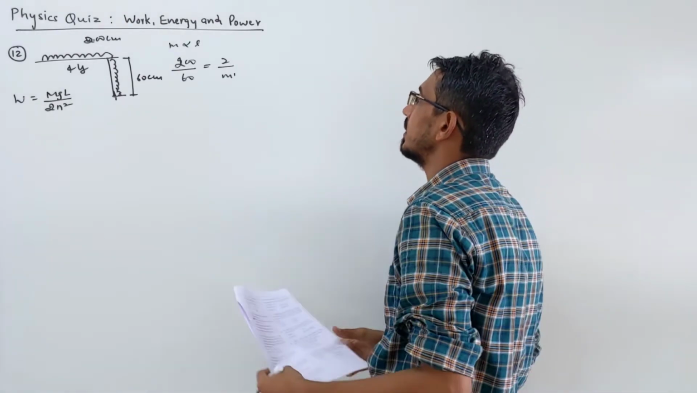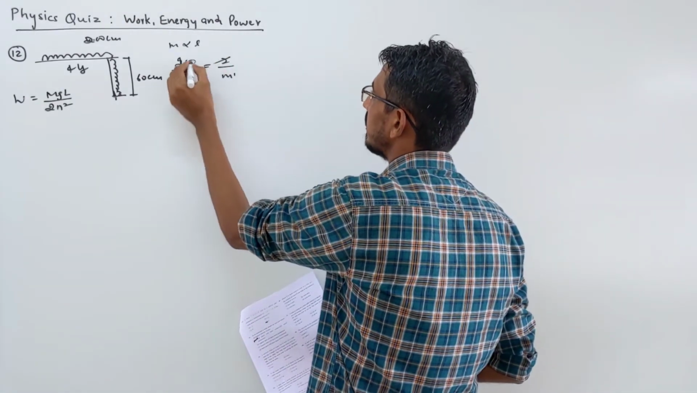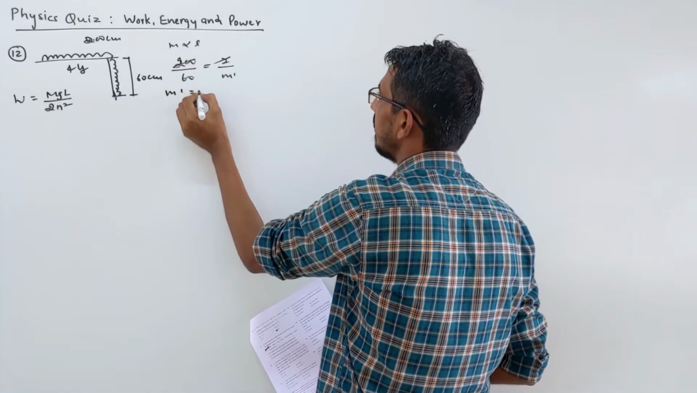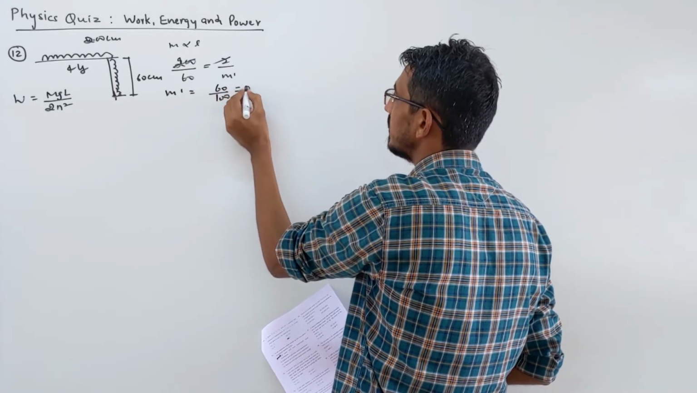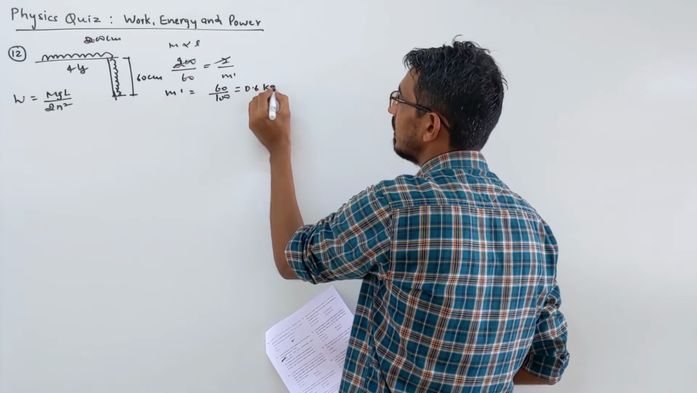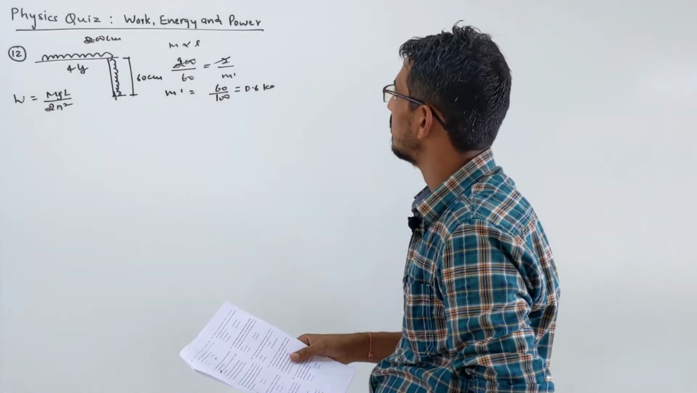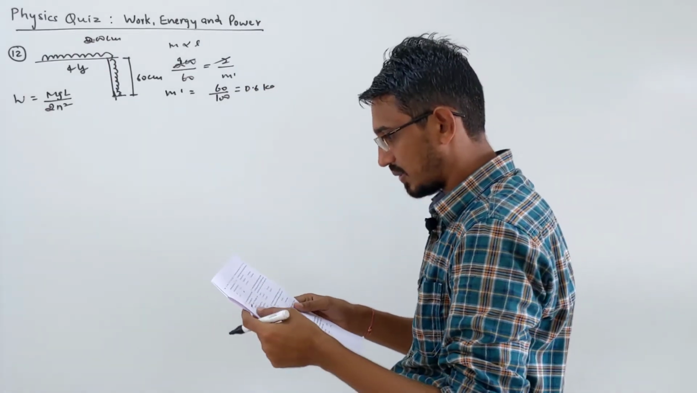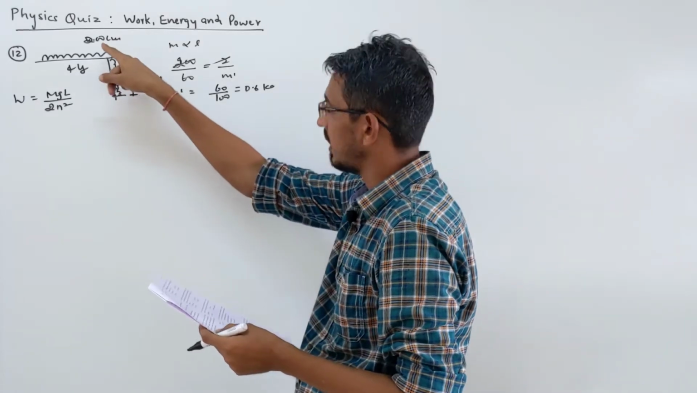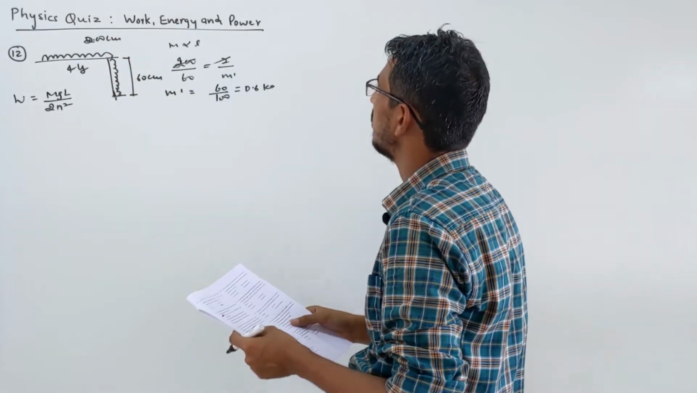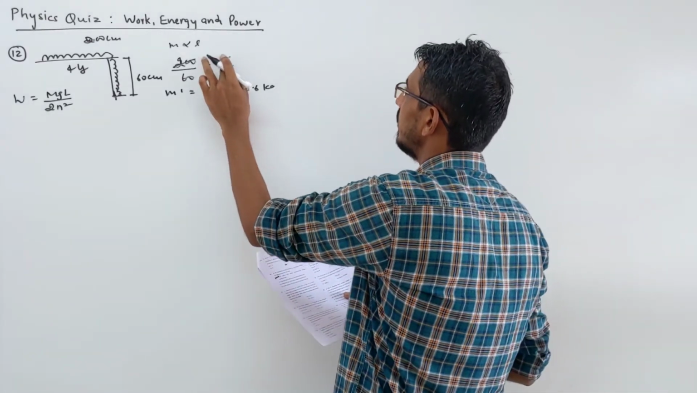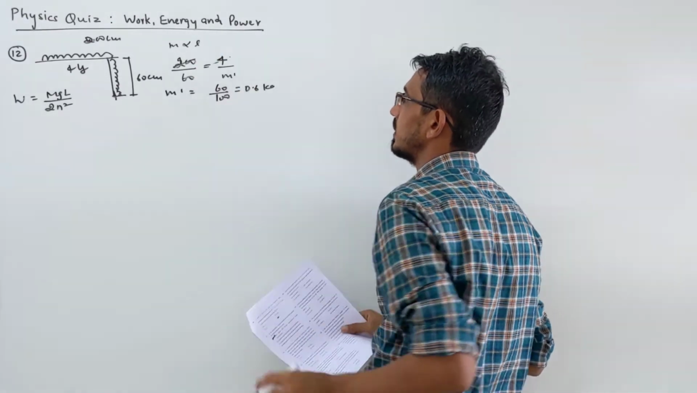If we take 100, then m dash will be equal to 60 by 100, so you say 0.6. Oh no, I did some calculation wrong. Let me check all values are okay. Yes, 2 meters is given and 60 centimeters were hanging, and the mass was actually given as 4 kg. I wrote 2 here, that was a mistake. 4 kg was given.